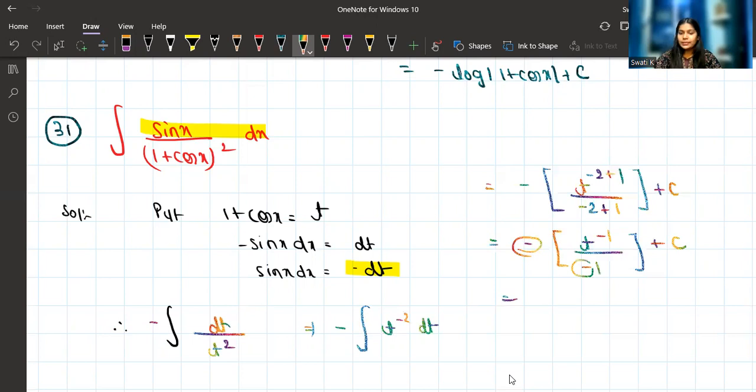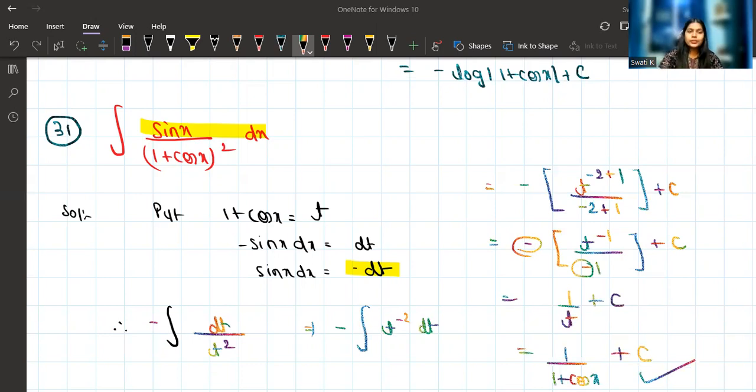Now here we have minus, here we have minus, so minus minus is plus. So it is t raised to minus 1, which is 1 upon t by using the property of exponent. Therefore, the answer is 1 upon t, t is 1 plus cos x. So 1 upon 1 plus cos x plus c. That's your answer.